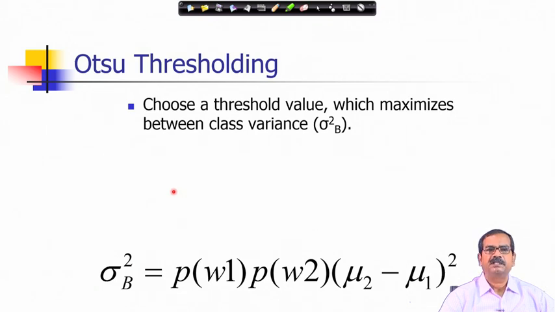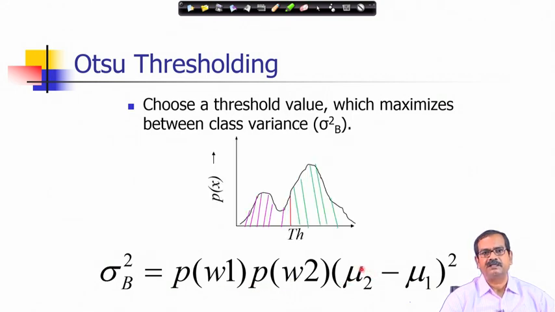There is another method we can consider here, which is almost similar and also defines an optimization function by which you can get the threshold value. This optimization function is the between class variance of the two classes. It is defined by the parameters I discussed earlier: the class probability of W1, the class probability of W2, and the means of each class.